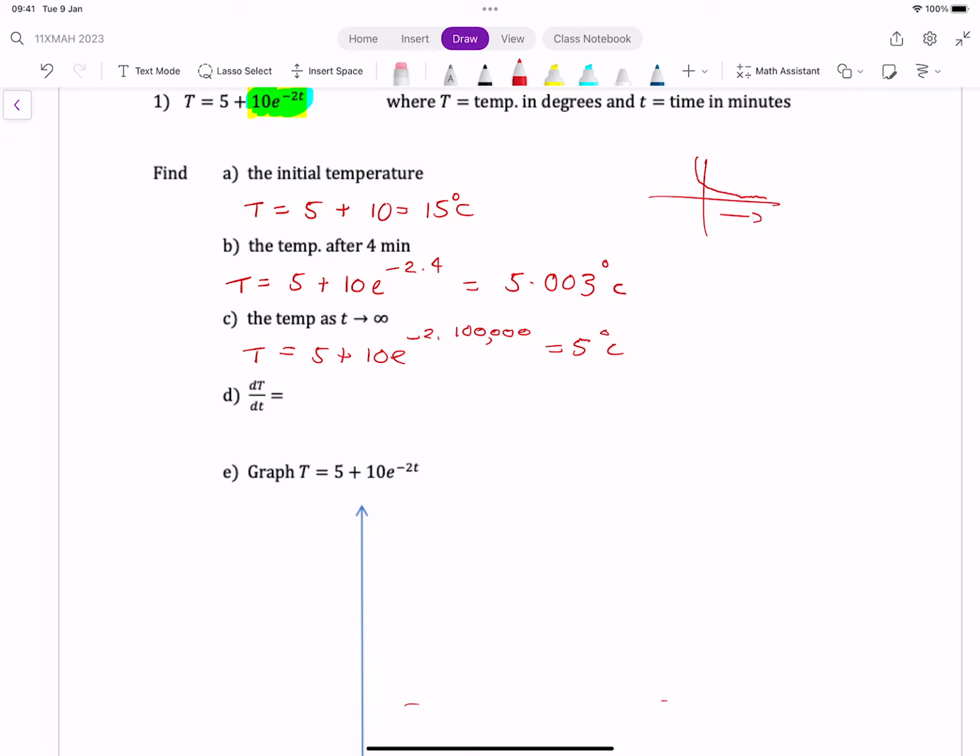dT/dt is simply going to be minus 2 times 10e to the minus 2t. We rearrange that, and we could say it's minus 2 times (T minus 5).